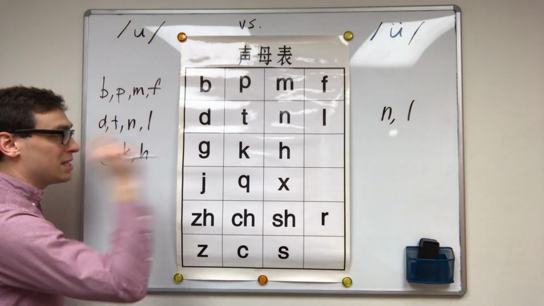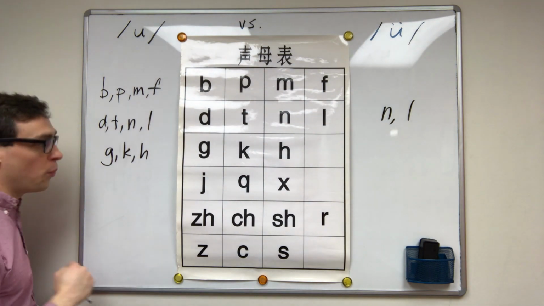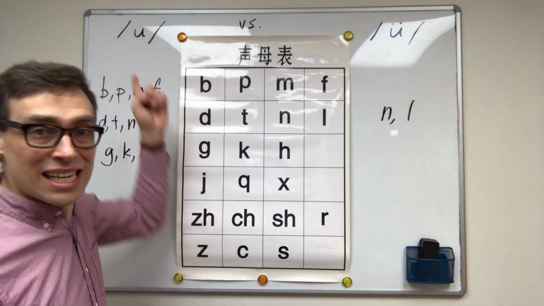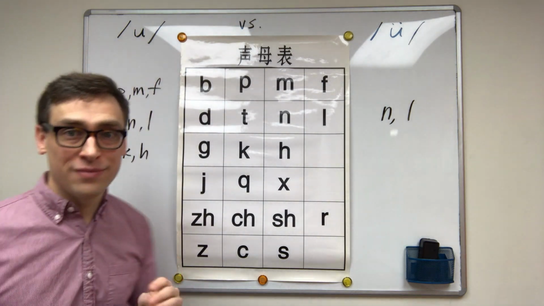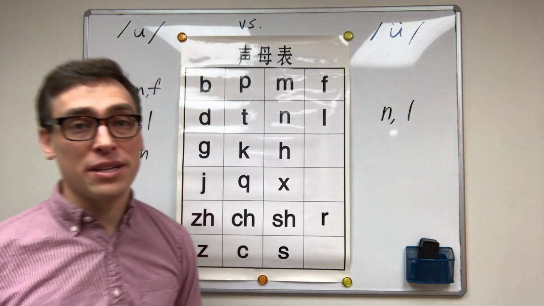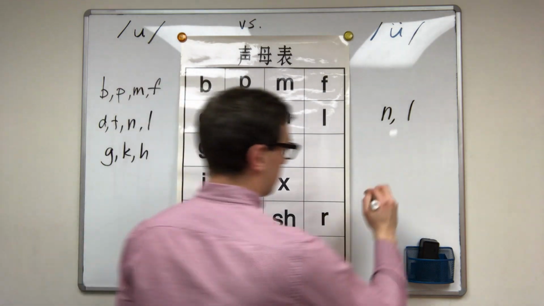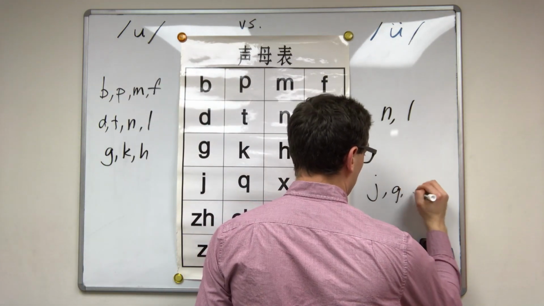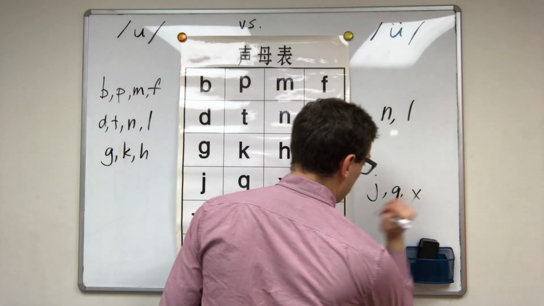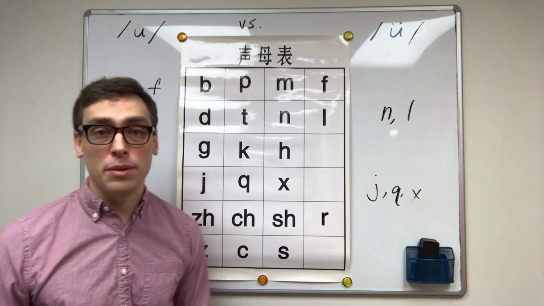Next line, ji, qi, xi. None of them work with u. If you try to say a ji with a u, it starts to sound like this one. Zhu, chu, shu. None of them work here with ü. All of them work here with u. Okay, this is a ü.